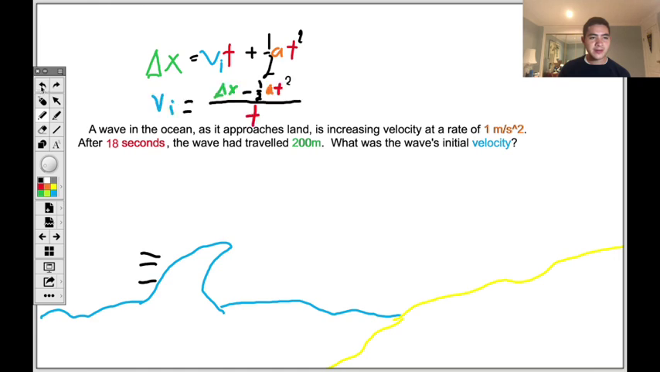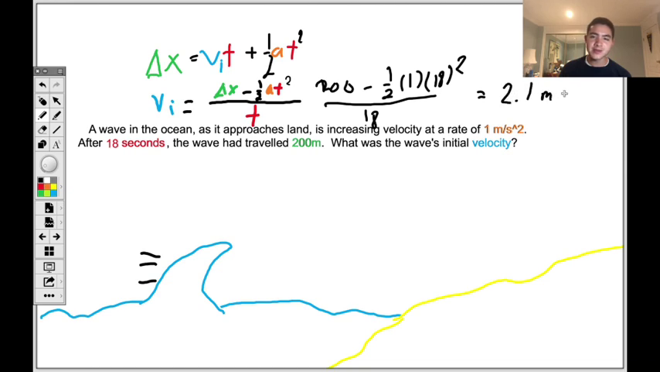So after rearranging the equation and substituting in the values, you should get an answer of 2.1 meters per second. So the wave is traveling 2.1 meters per second at the beginning.